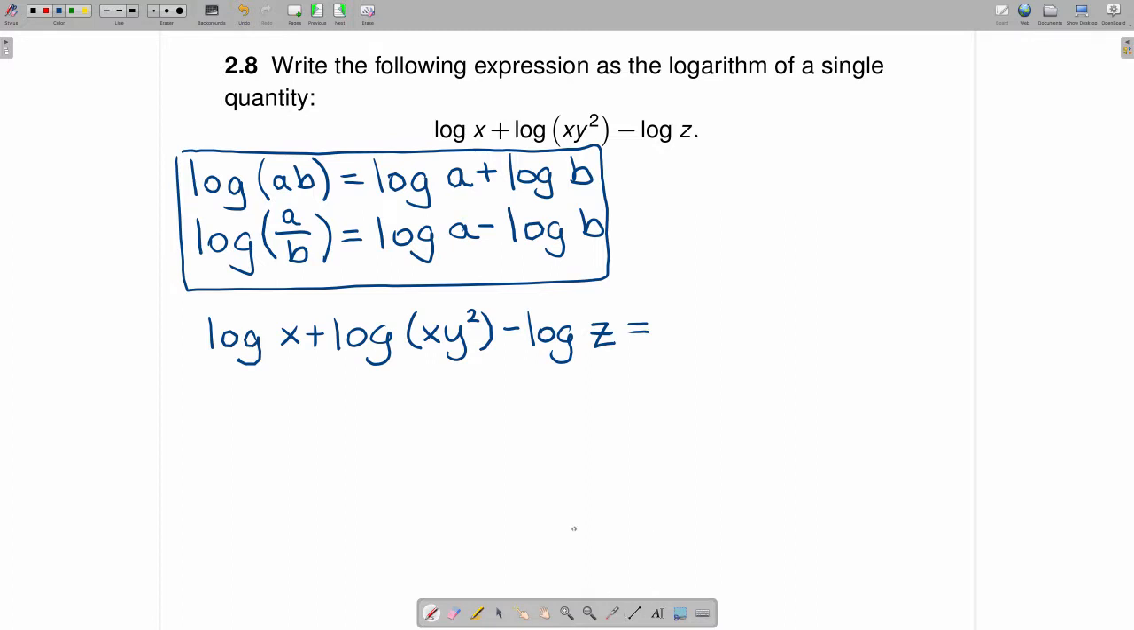Start with the first two terms here, log of x plus the log of xy squared. That looks like this right here, so we can write that as the log of the product of those two. So you can write that as the log of x multiplied by xy squared. And then we put on the last term, which is minus the log of z.